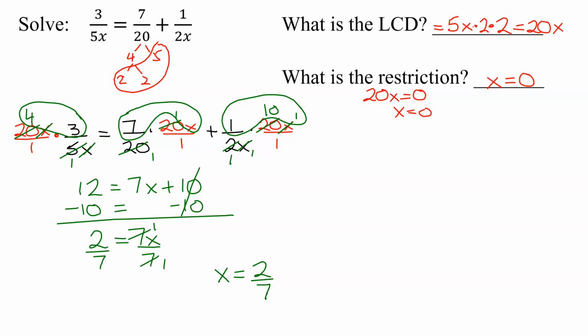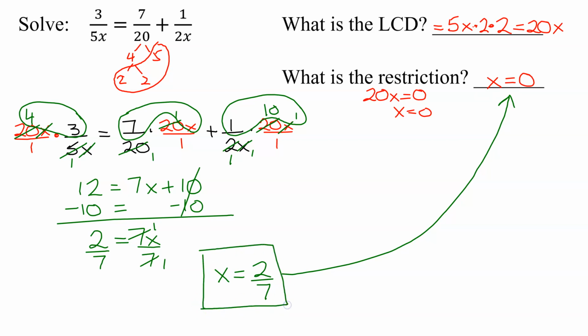But don't forget, I'm not done. I have to check it against my restriction. Is 2 sevenths allowed? Yes, it's not my restriction. So my solution is not extraneous, and I have x equals 2 sevenths. If I want to prove it's the correct solution, I have to plug x equals 2 sevenths into all the x's in the original equation and see if I get a true statement.